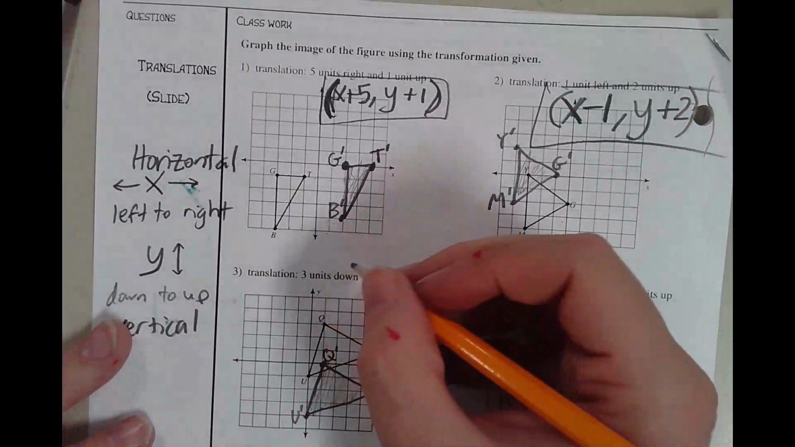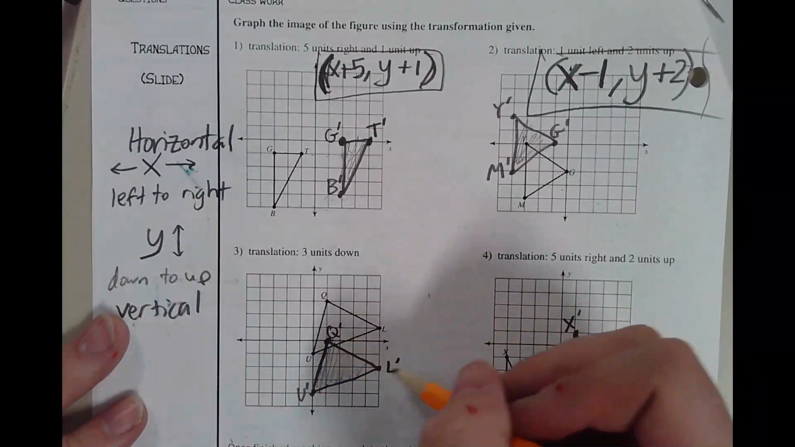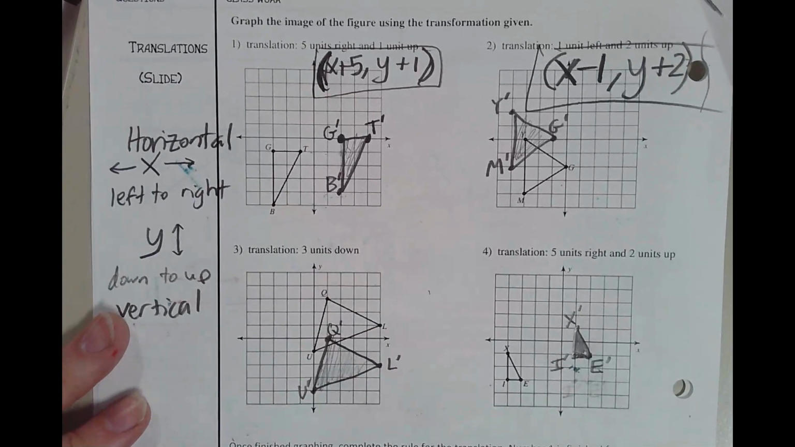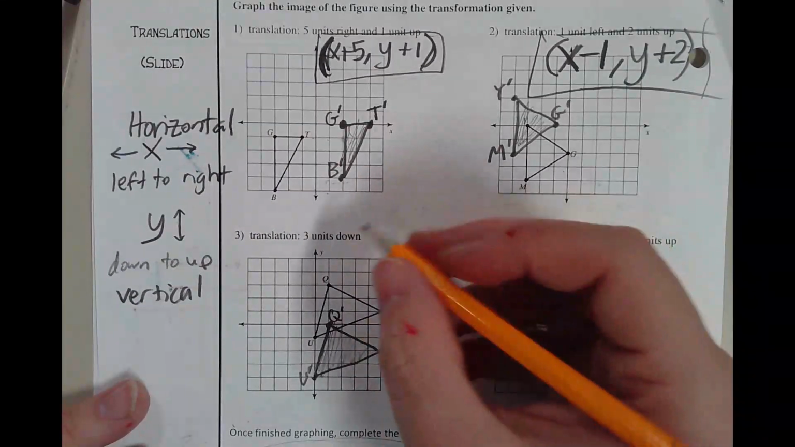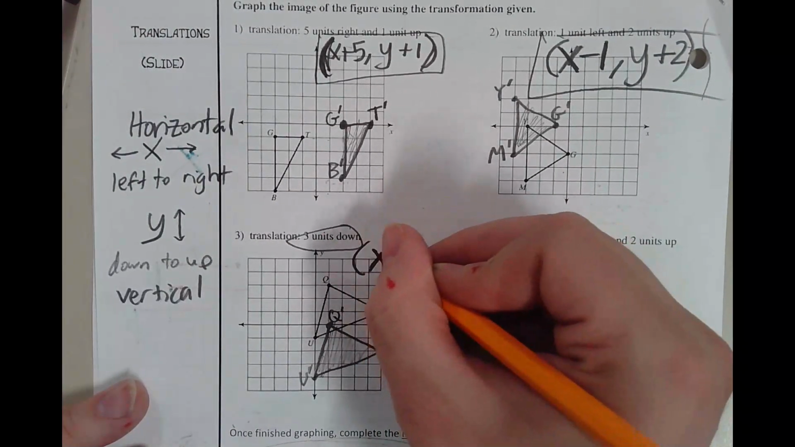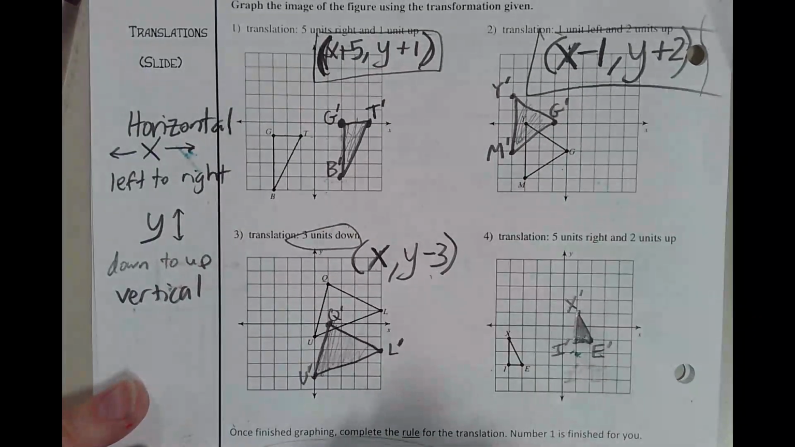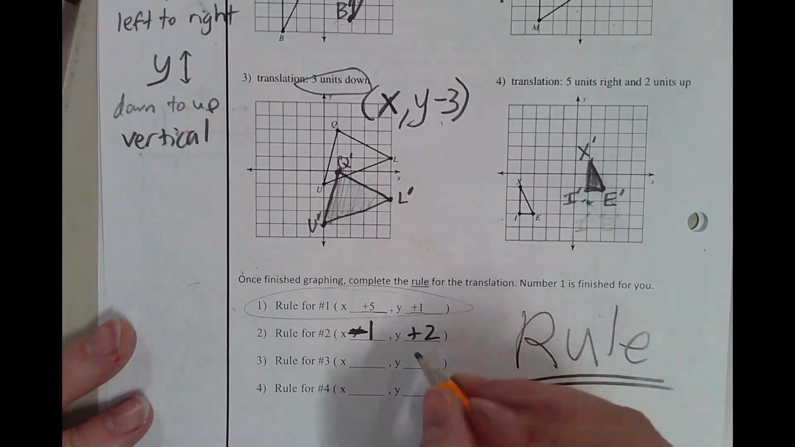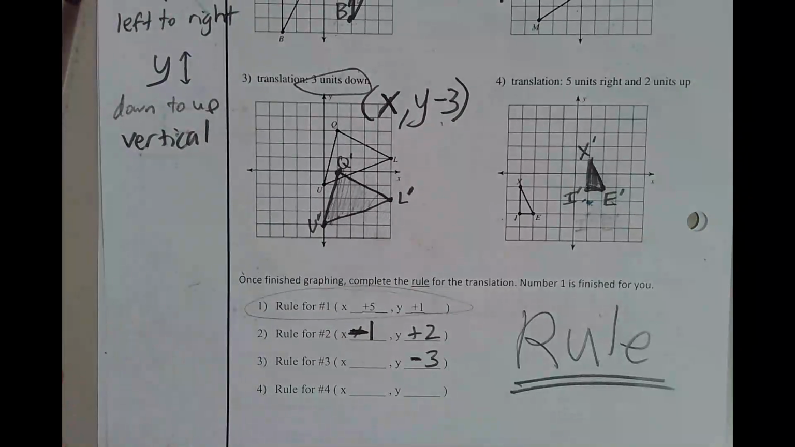Okay, translation 3 units down. It should look like this. By the way, did you write down Q prime, L prime, and E prime? To write the prime, it's very important because it shows that it's been moved. It's been transformed. Okay, so the only transformation is going to be 3 units down, which means X stays the same, plus 0, but the Y is being subtracted by 3. So X stays the same. You could say plus 0 if you wanted to, but Y is the one that goes down. So X stays the same, Y goes down by 3 units.